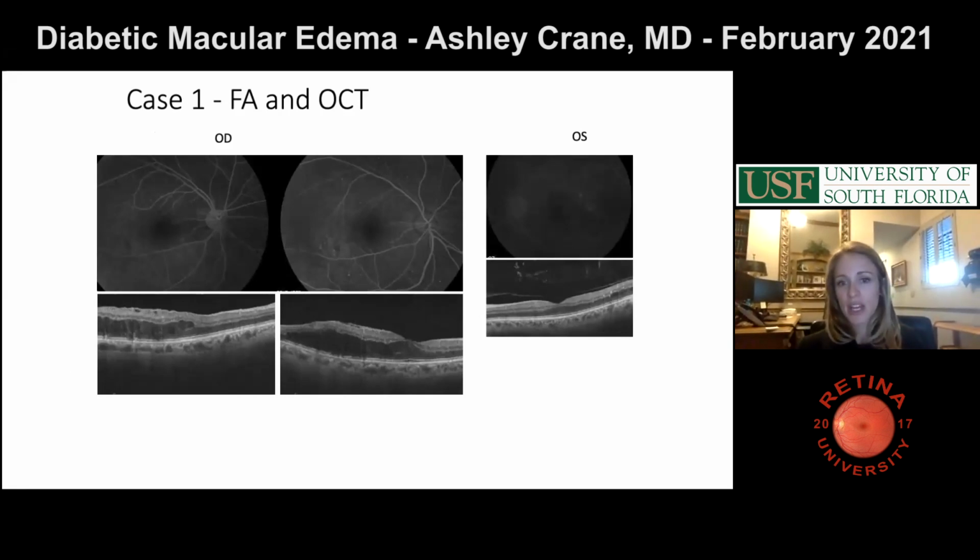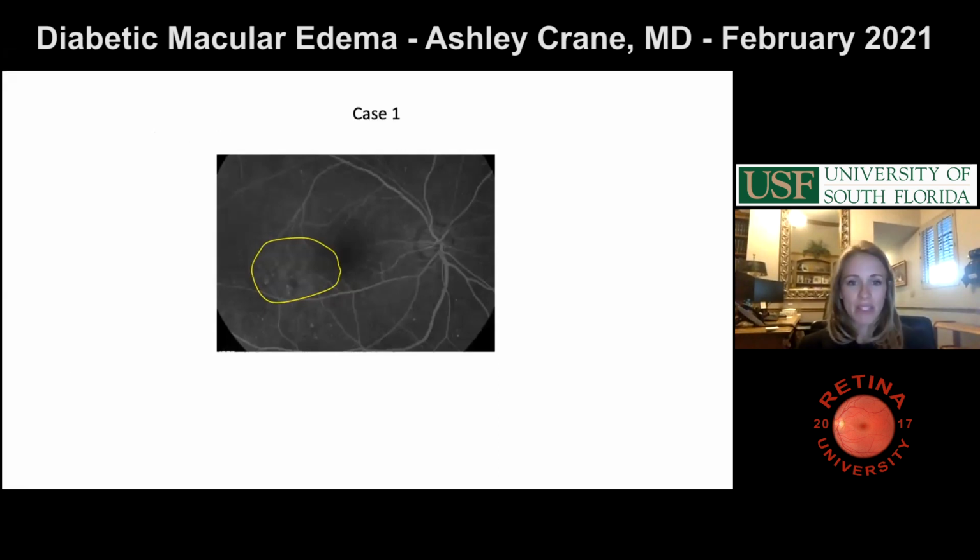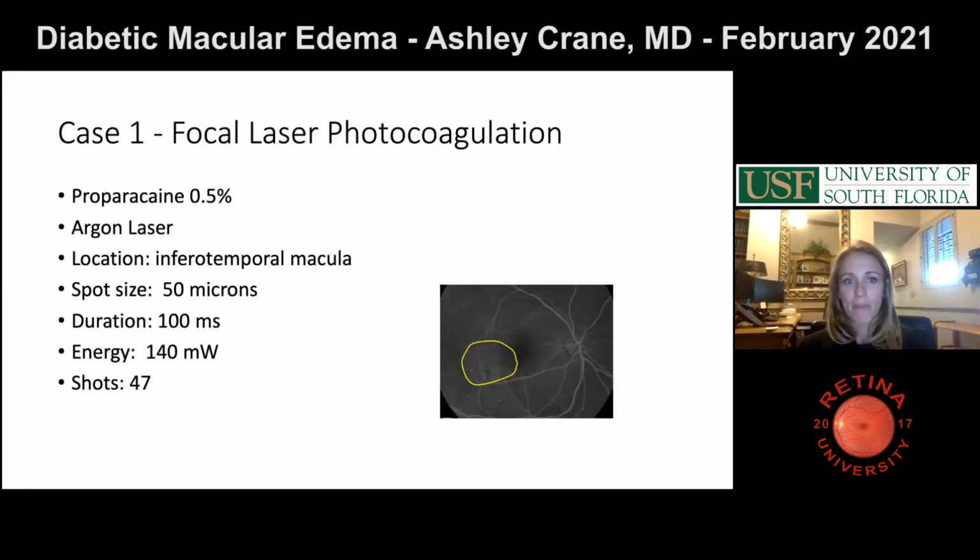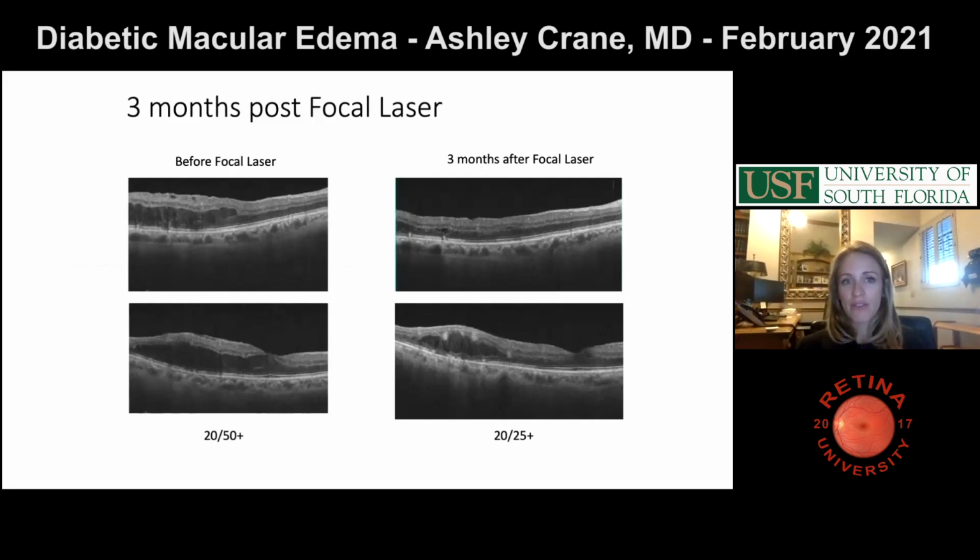The FA was actually done in particular to look for NVE, but it does show there's some leakage. It's not the best photo, but there's some leakage there. So this patient underwent an argon laser, focal laser to that circled area: 50 microns, duration 100 milliseconds, energy 140 milliwatts, and 47 shots. You can see on the left, 3 months before focal laser, 2050, 2040, and 3 months after the edema is improved.